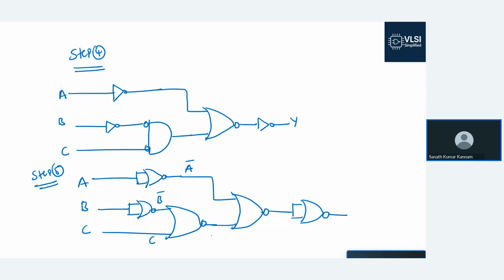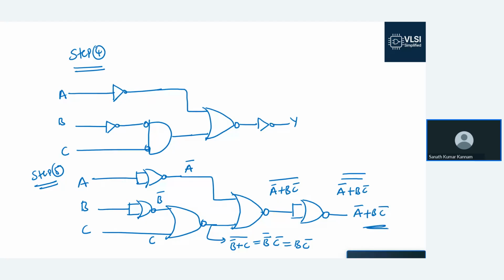So here what are you getting? B bar or C whole bar. So this is B bar whole bar or C bar. So this is nothing but BC bar. BC bar. And anyway, this is A bar. So A bar or BC bar whole bar. So here you are getting A bar or BC bar whole bar whole bar. So you are getting your logic expression A bar or BC. Okay. So our expression is verified.